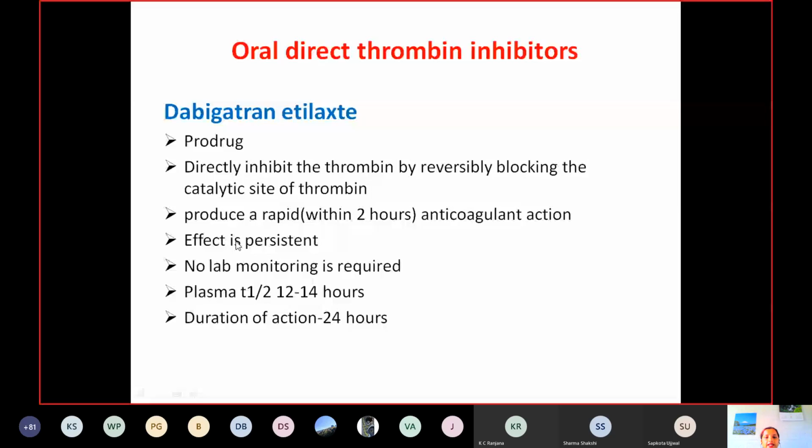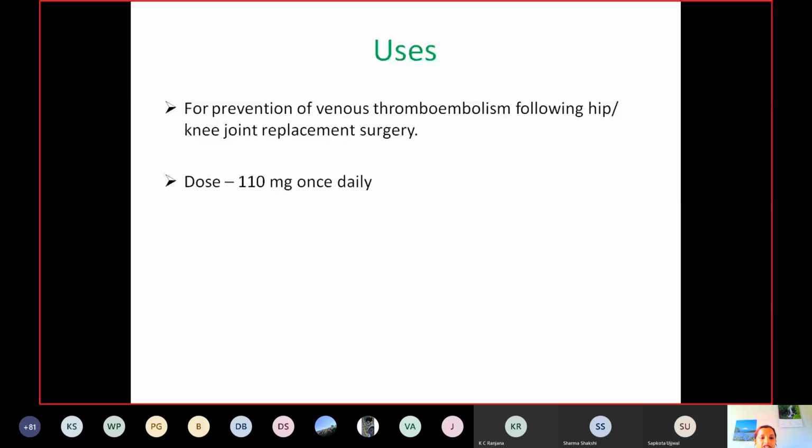It produces a rapid anticoagulant action within 2 hours. The effect is persistent, and no lab monitoring is required. So these are also advantages of oral direct thrombin inhibitors over warfarin. You can give these drugs for treatment also because of the rapid action. Plasma half-life is 12 to 14 hours. Duration of action is 24 hours. So you can use it once or twice a day, for prophylaxis as well as treatment.